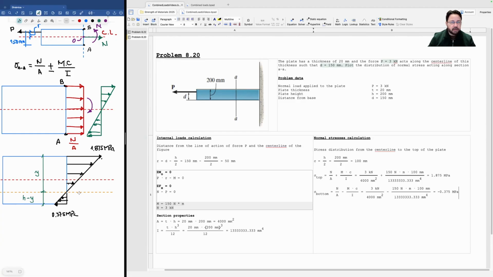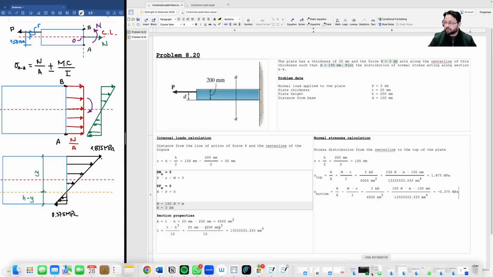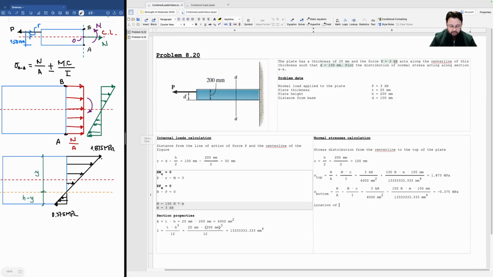So I could use similar triangles to calculate this, meaning that this divided by this equals this divided by this, or the other way around. So let's do it. Location of the neutral axis. Let's use a solver: Y divided by sigma top equals H minus Y divided by sigma bottom. There it is. How much is it giving me?